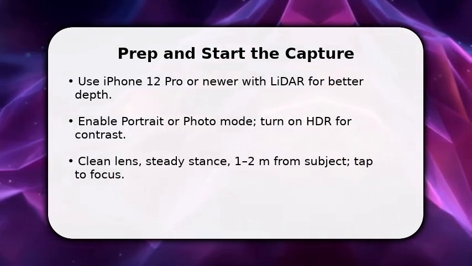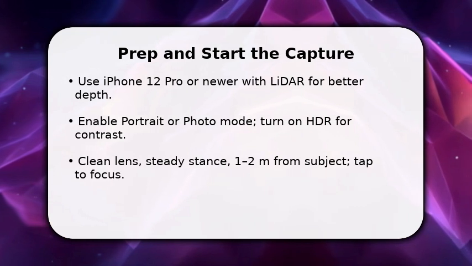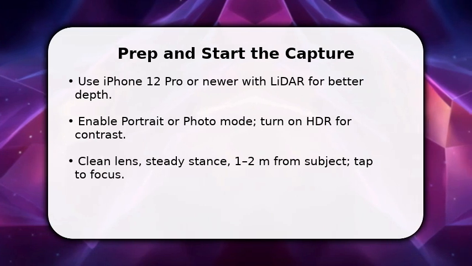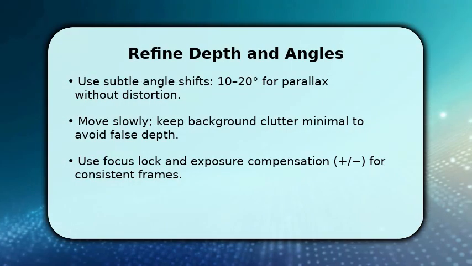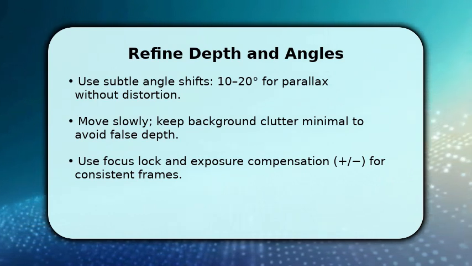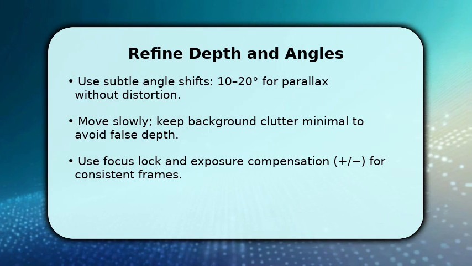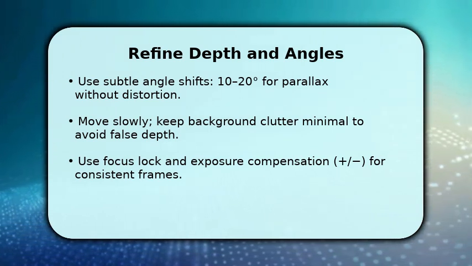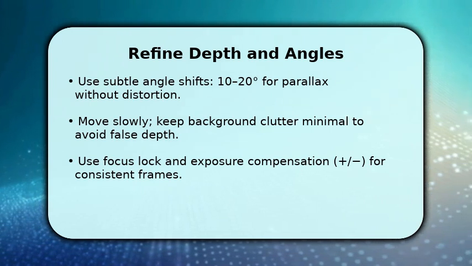Once done, hold the phone vertical or horizontal consistently. Make a smooth, deliberate single press of the shutter to capture clean depth data. You now refine depth and angle to craft a convincing spatial photo. Move the camera at a slight 10 to 20 degree arc if capturing multiple frames for parallax, but do it slowly to avoid motion blur. Smooth motion preserves depth cues.